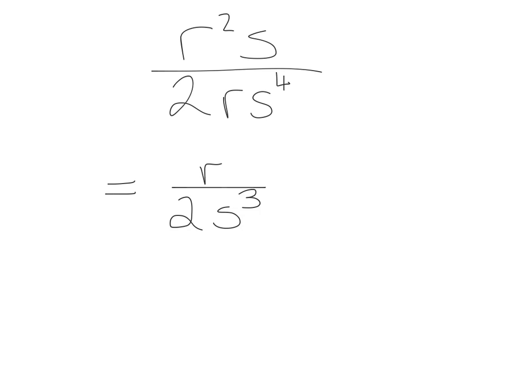And if I use the blue pen, I'll show you that this cancels. So the squared will cancel with the r, the 4 will reduce down to a 3, and the s will cancel completely. So I'm left with r over 2s cubed.